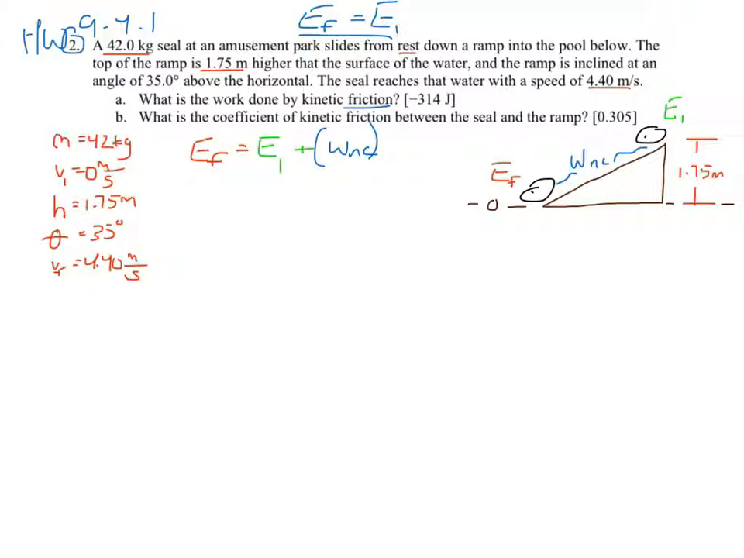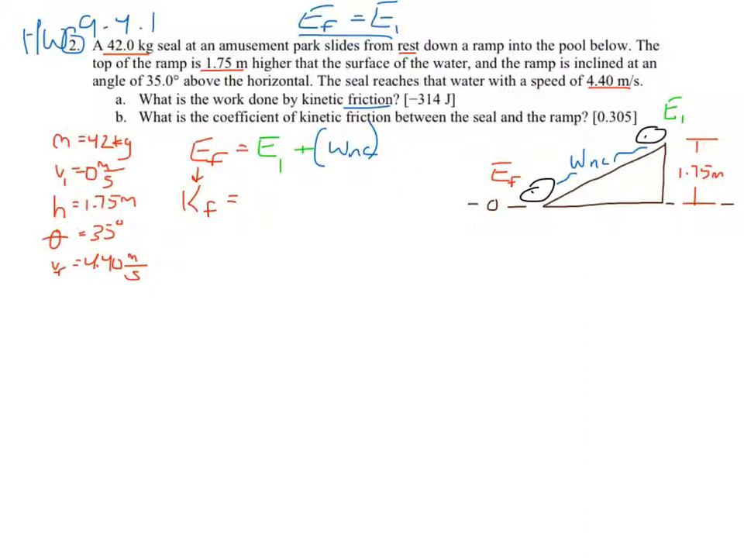All right, so it's got no potential energy because it's at the bottom of the slide. But what kind of energy does it have? It's got kinetic energy, because the seal is moving. All right, so that's the kind of energy it has finally right here.